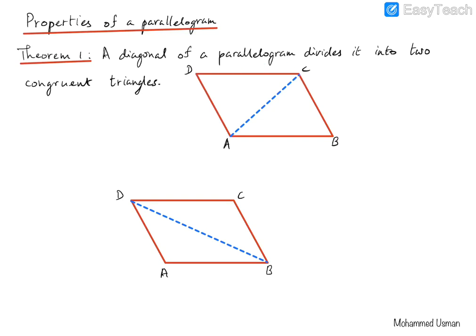And the first property states that these two triangles, triangle ABC and triangle ACD, are congruent to each other. Similarly, if we had drawn the diagonal between the other two vertices, that is D and B, then it creates two triangles again, ABD and triangle DBC, and both these triangles are also congruent to each other. So this is our first property of a parallelogram, which is stated in the form of a theorem, which we denote as theorem number 1.